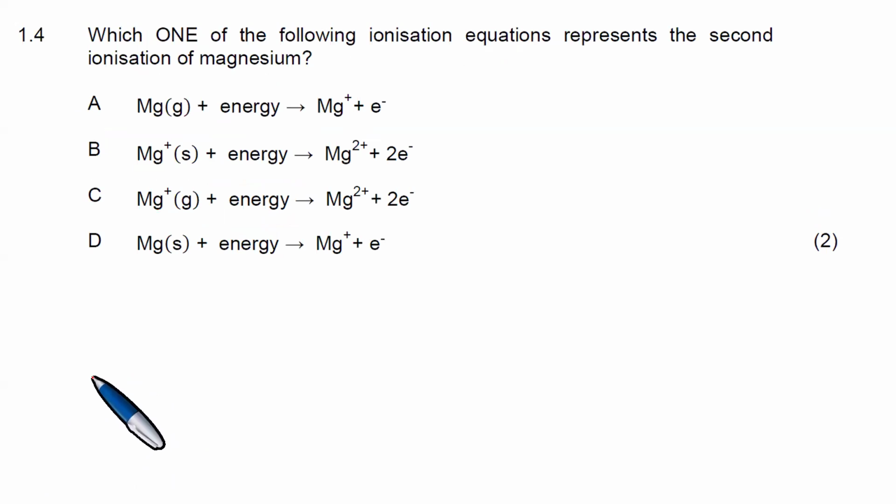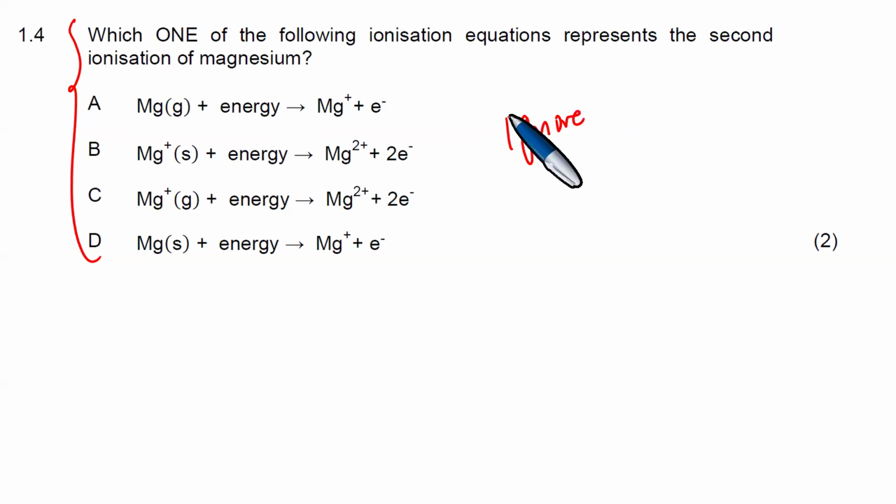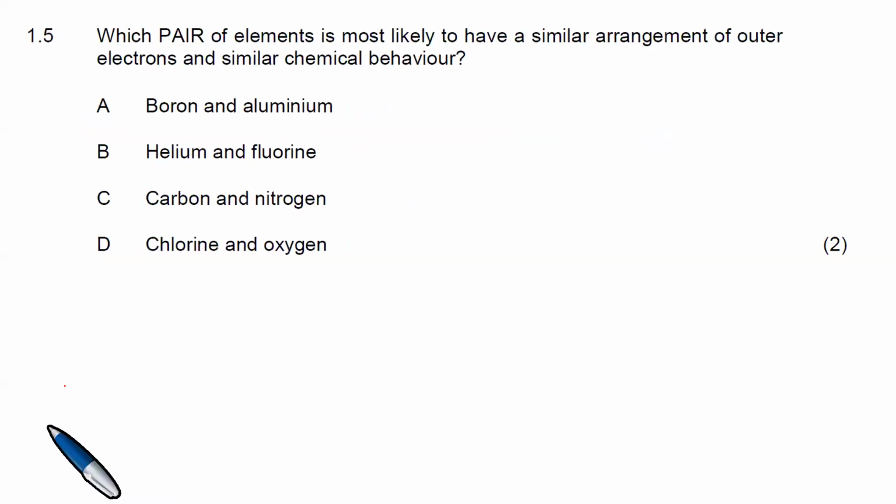In 1.4, we need to ignore this question. It had issues. So we ignore this particular question 1.4 and move to the next one.